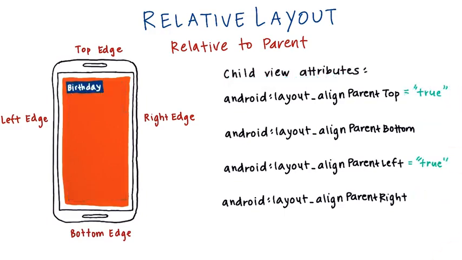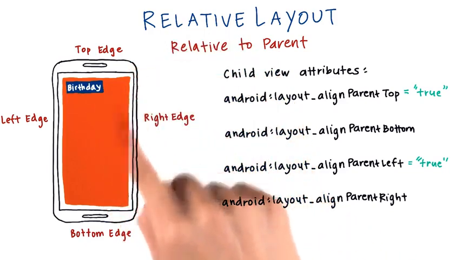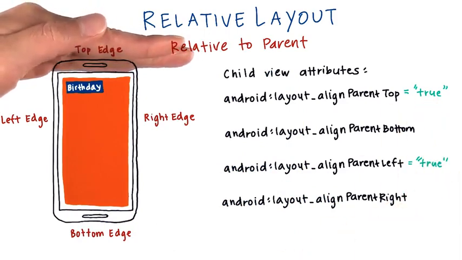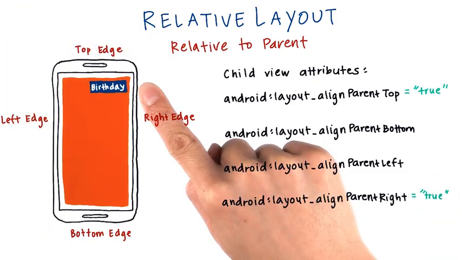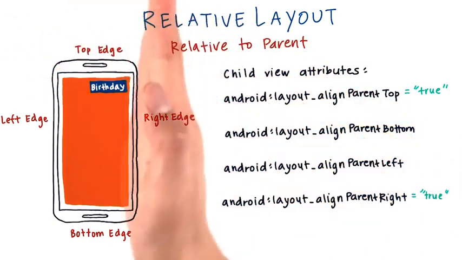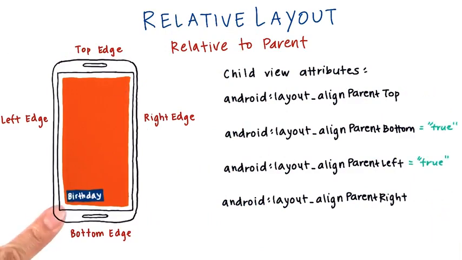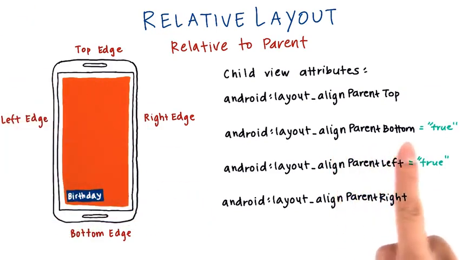In addition to positioning a child at the top portion or bottom portion of the screen, you can also do specific corners. If we want to position the birthday text view in the top left corner, we say alignParentTop to be true, and then alignParentLeft to also be true. To position a view in the top right corner, we want to align it to the parent's top edge and right edges. So alignParentTop equals true and alignParentRight equals true. For the bottom left corner, we're aligned to the parent's left edge and bottom edge. So we say alignParentBottom equals true and alignParentLeft equals true.